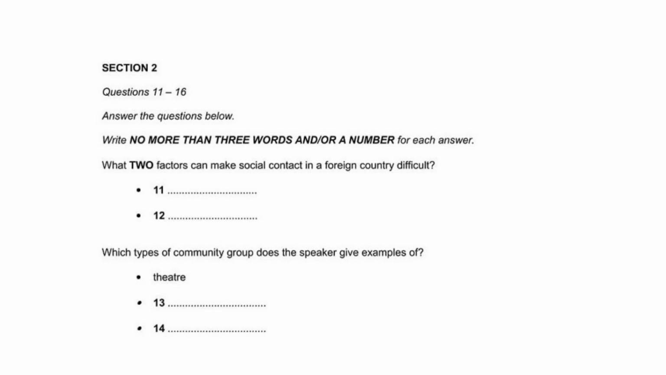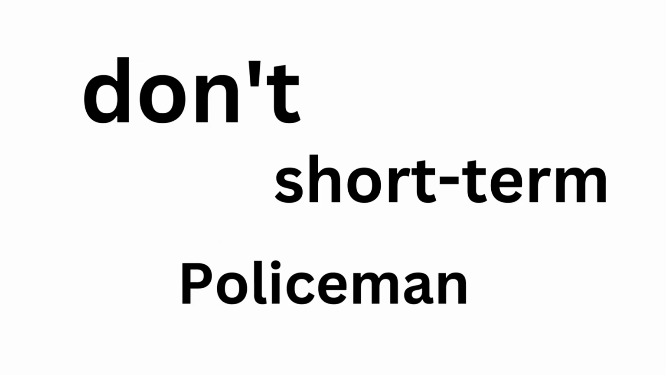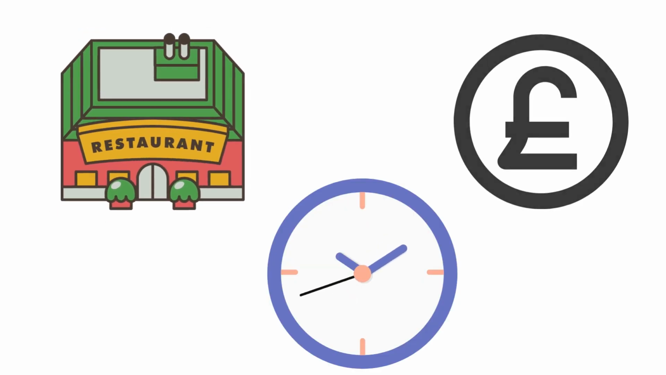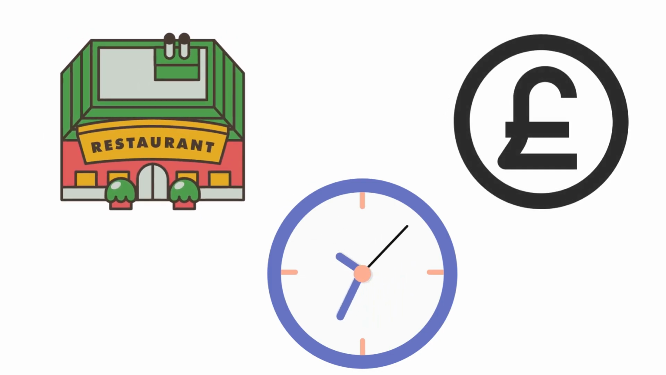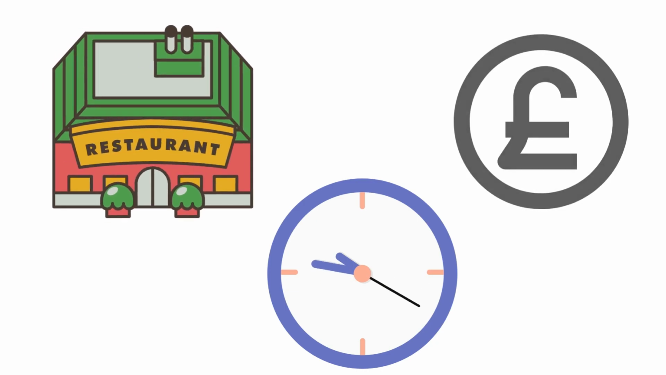If you use more than the word limit, your answer will be marked as incorrect, so check the word limit carefully for each question. Once again, the contracted words will not be tested. For example, I don't. The hyphenated words count as a single word. For example, policeman. The short answer focuses on the ability to listen for concrete facts such as places, prices, or times within the listening text.